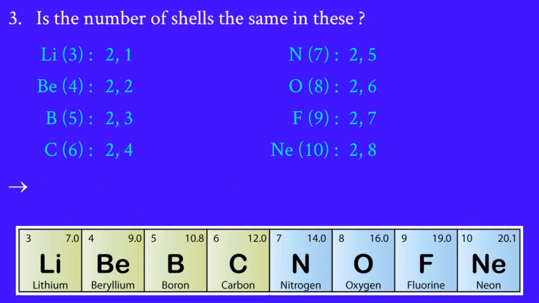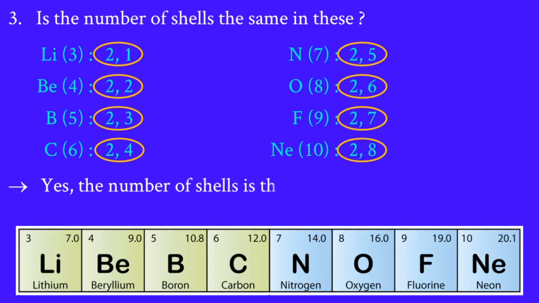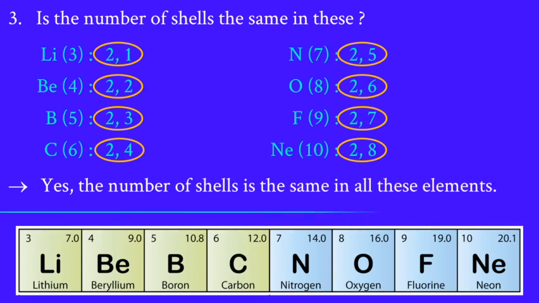Is the number of shells the same in these? It seems so. This contains 2 shells, 2 shells, 2 shells. So we can say that all of them contain 2 shells. Is the number of shells same? Yes, the number of shells is the same in all these elements.